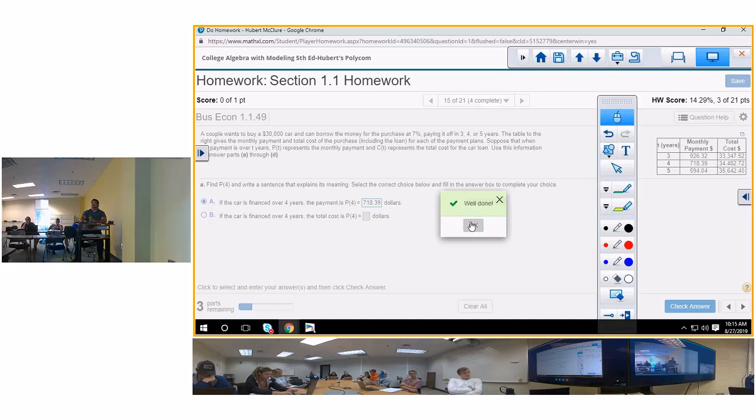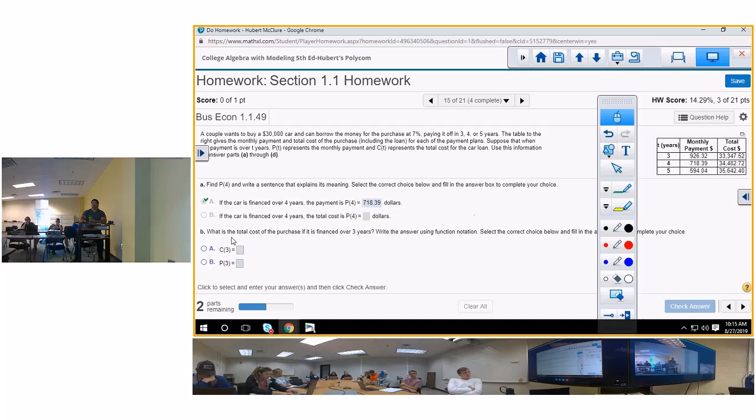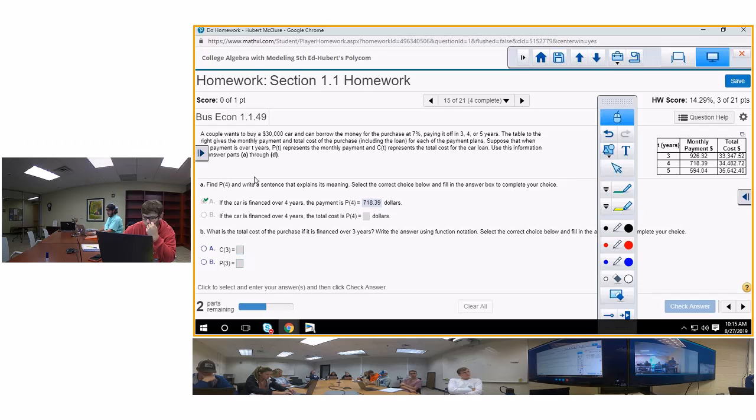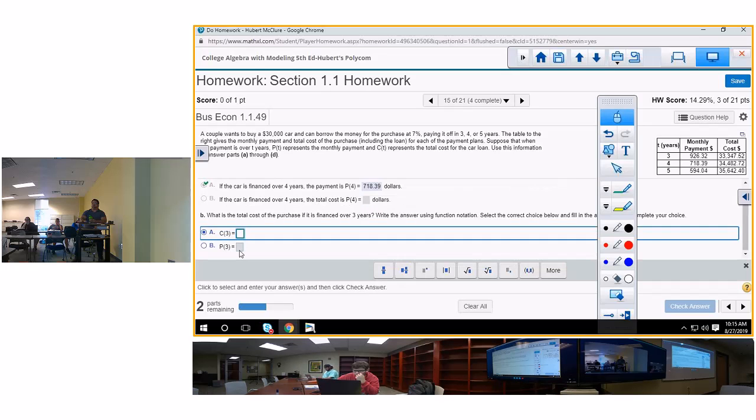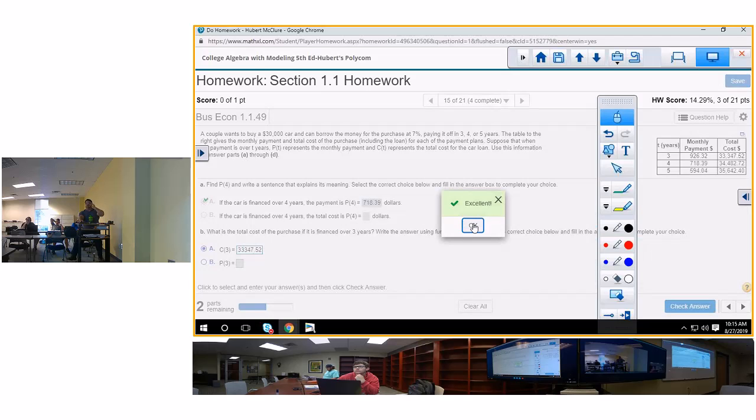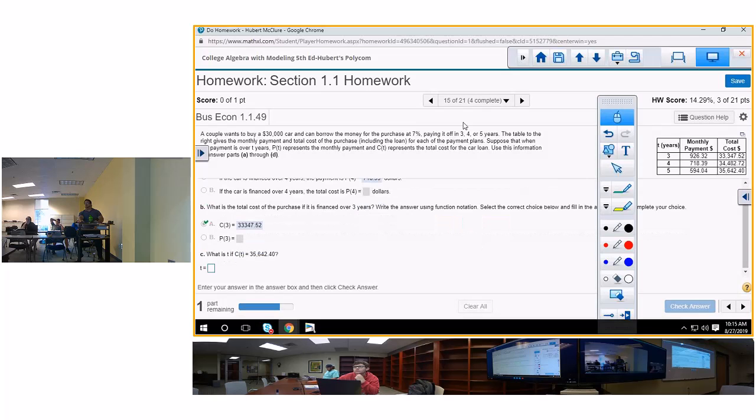Okay, maybe they have a, what is the total cost over 3 years? Well, the total cost over 3 years is $33,347. Okay, that would be cost right here. C of 3 would be, okay, they're doing this in a very confusing way. 33,347.52. You know, this is not a good question. The way they've got it worded sucks. We're going to go on to another question.